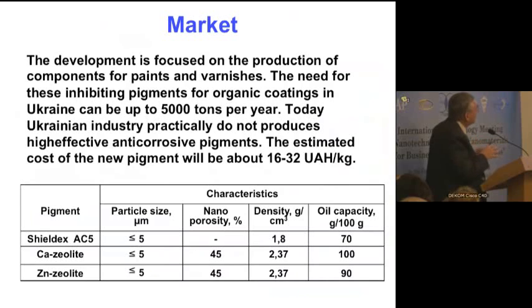But Ukraine doesn't produce any, except some small firms. As I said, there are large ton imports from China, and the cost of this pigment is 16 to 32 hryvnias per kilo. The raw material is rather cheap. The zeolite is rather cheap.